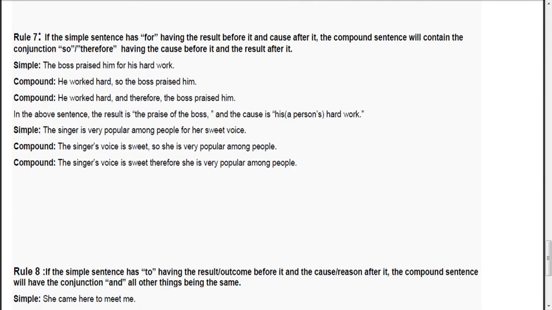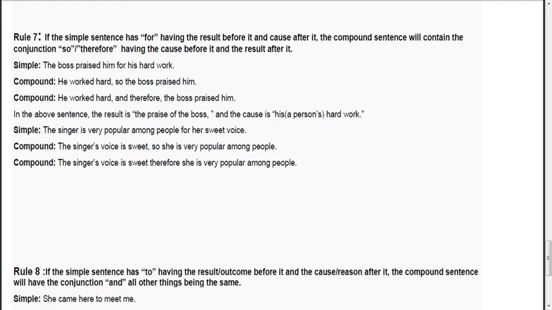The boss praised him for his hard work. So what is the cause? Hard work, and the boss praised. So we write the first clause, he worked hard, which is the cause, then so the boss praised him. He worked hard, so, or therefore, the boss praised him. So this is about rule 7.